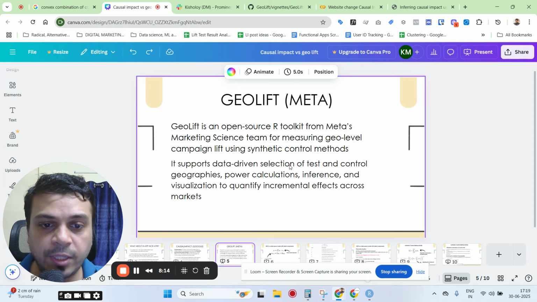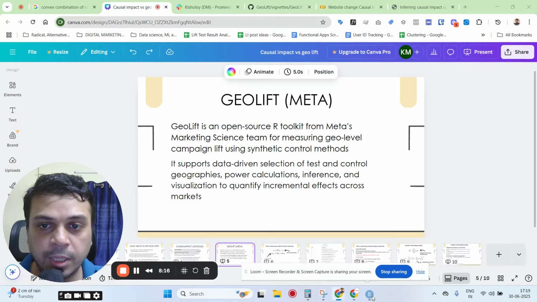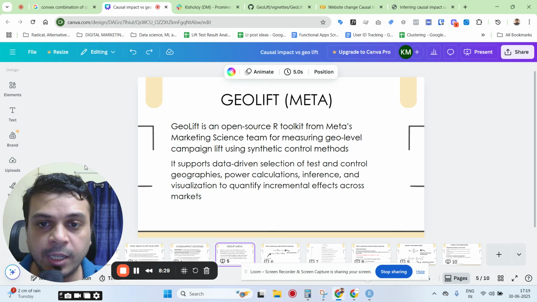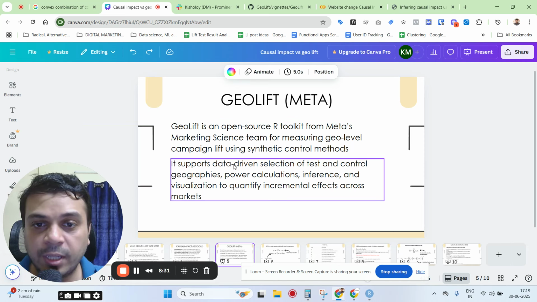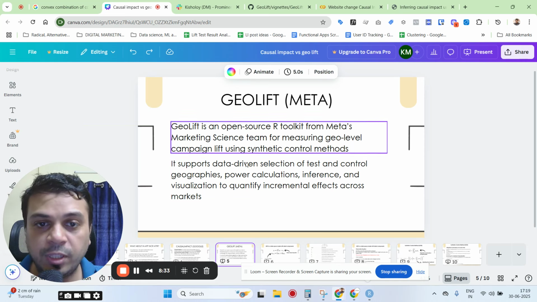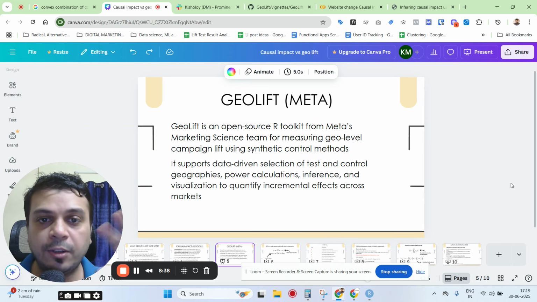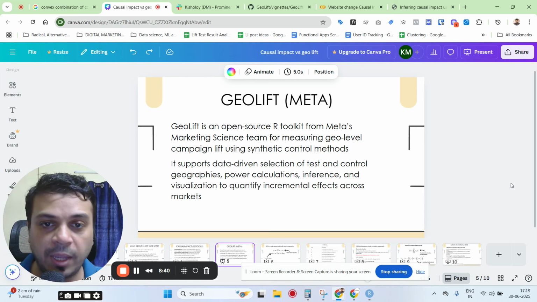So if I just were to jump into the next one, which is GeoLift by Meta. GeoLift is an open source R toolkit from Meta's marketing science team for measuring geo-level campaign lift using synthetic controls. It supports data-driven selection of test and control geographies, power calculations, inference, and visualization. So you can understand this is a different approach. This now uses something in the space of geo holdouts, but without actually doing geo holdouts.